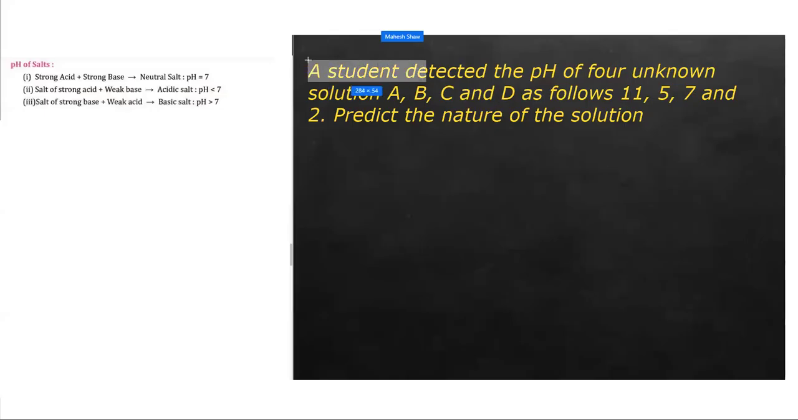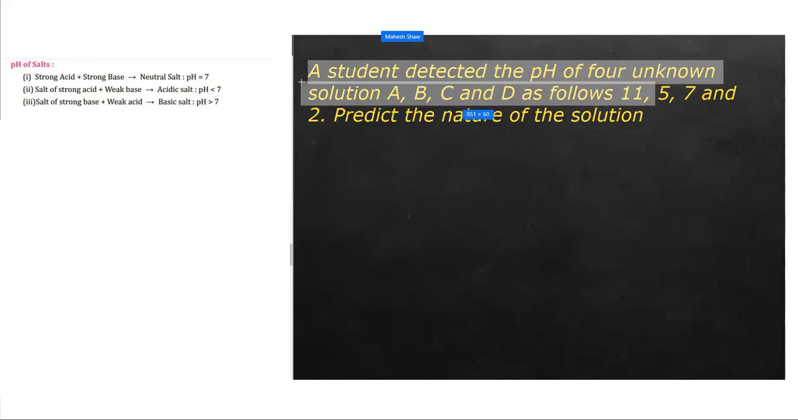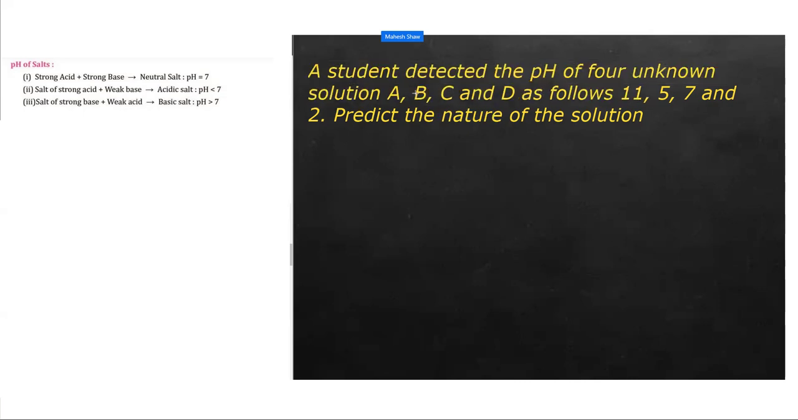So the next question says, a student detected the pH of 4 unknown solutions. These are A, B, C, D as follows. For A, it is 11. For B, it is 5. For C, it is 7. And for D, it is 2. We have to predict the nature of the solution.